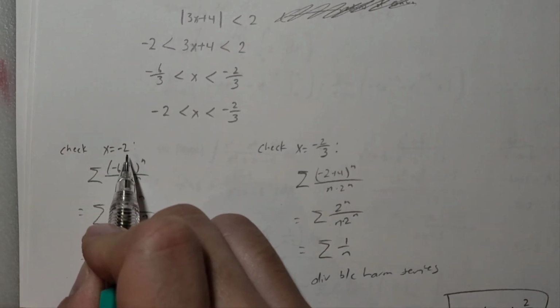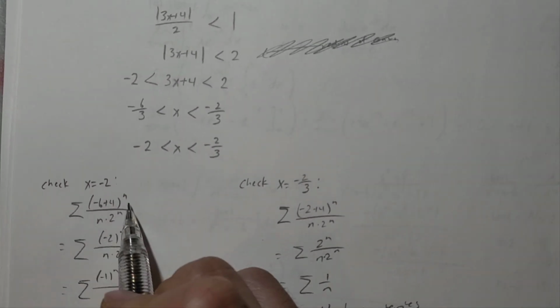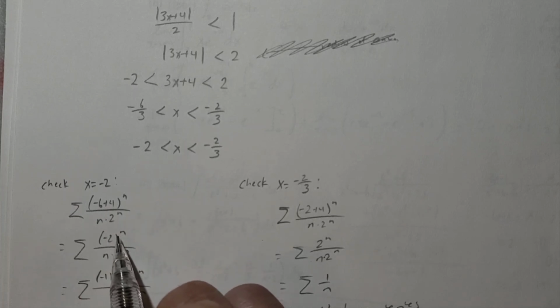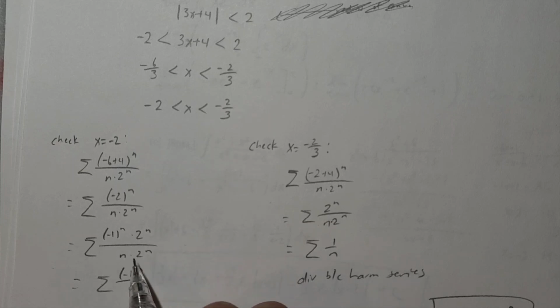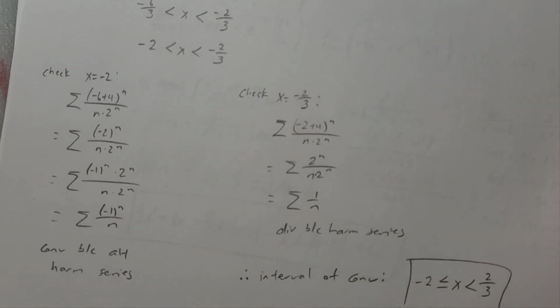So x is negative 2. Let's check that. We plug in x is negative 2 back into here. Okay, so that we get (-6 + 4)^n over n times 2^n. This is (-2)^n, which we can break up as (-1)^n times 2^n. Okay, the 2^n's cancel. We are left with (-1)^n over n. This is clearly convergent. This is the alternating harmonic series.